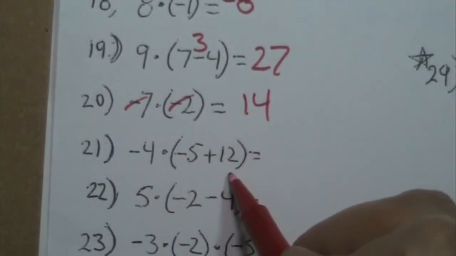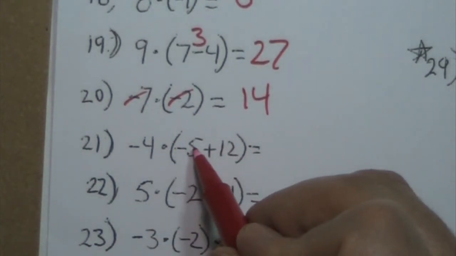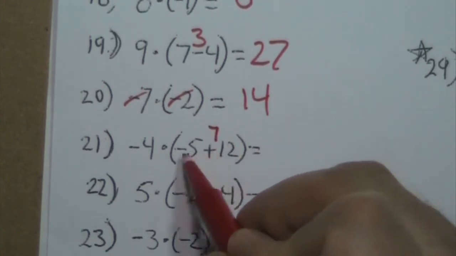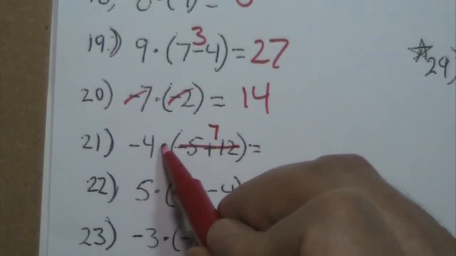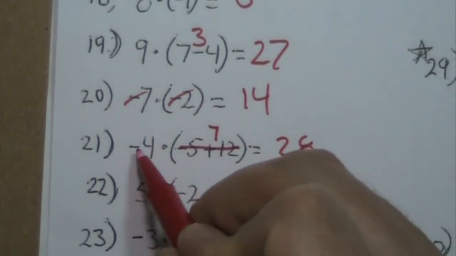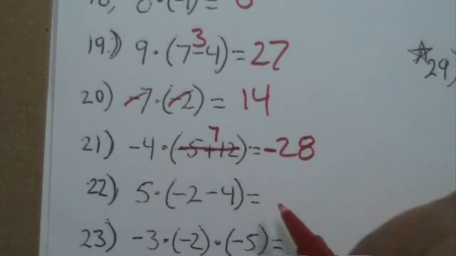Next one, notice I have to do the parentheses first, PEMDAS. So this is 12 minus 5. 12 minus 5 is 7. So now I have negative 4 times 7. 4 times 7 is 28. There's one negative. When multiplying, count the negatives.